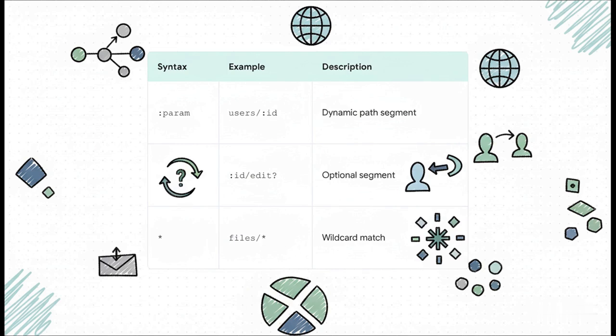You use a colon for a parameter, like users/:id. A question mark makes part of the path optional. And the asterisk is a wildcard that just matches, well, everything after it. It's simple, it's powerful, and you probably already know how to use it.